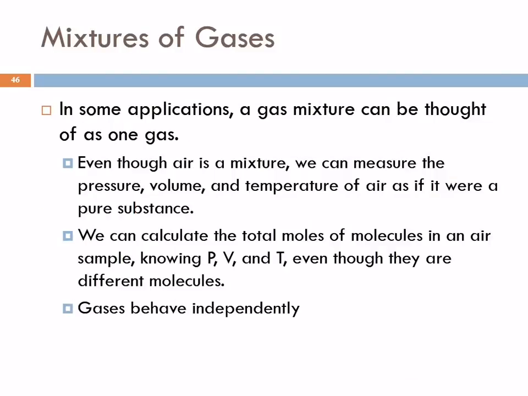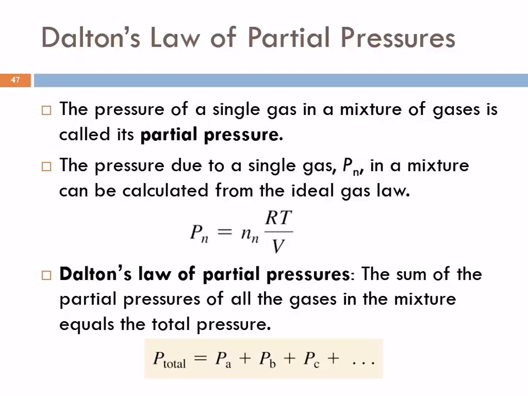So we can treat a gas mixture as a single gas many times because the number of particles is what varies with the pressure, the volume, and the temperature. And so what exactly the gas is, whether it's 2 or 3 gases or a single gas, doesn't matter. But then sometimes we do need to know, well, what about this one particular gas? So we can calculate the total number of molecules of air, even though there are different molecules, because the gases behave independently. But sometimes we want to look at them independently.